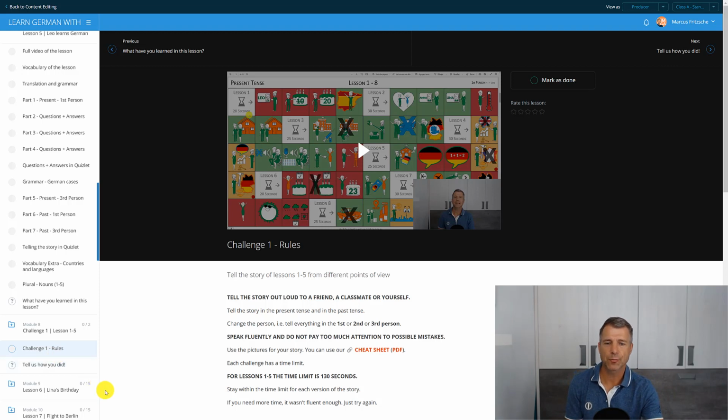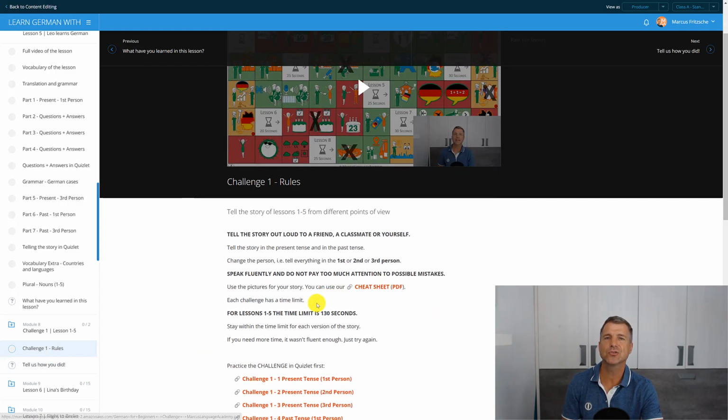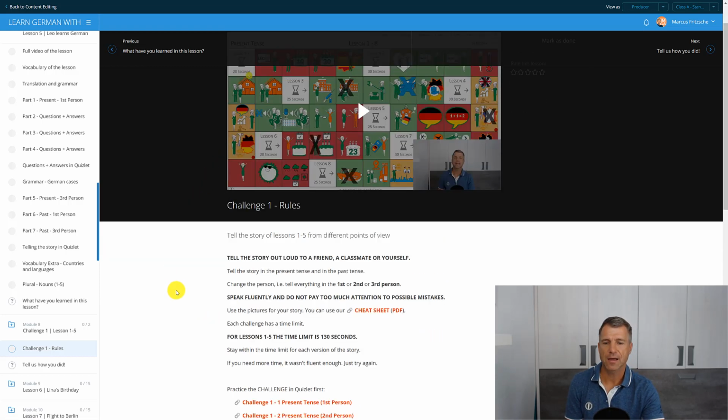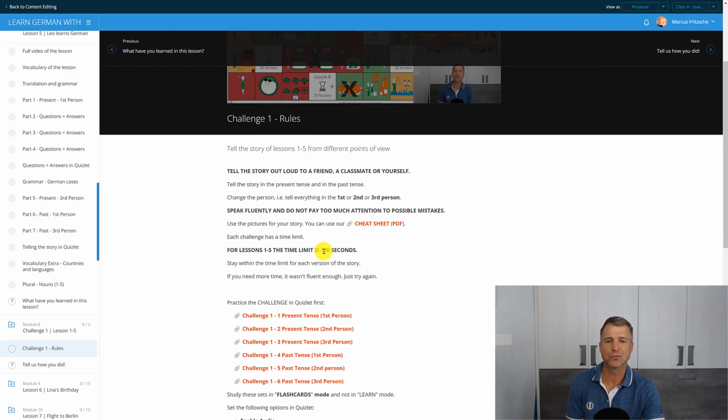And we have here as well a cheat sheet you can use to retell the story. The cheat sheet has basically the images of the story. And the most important thing is that you stick to the time limit. You can practice also on Quizlet, so you get prepared.